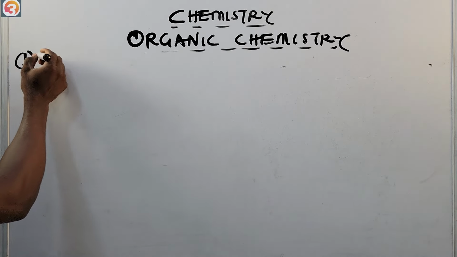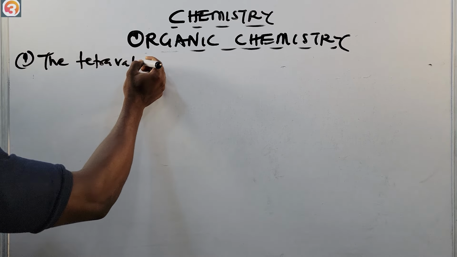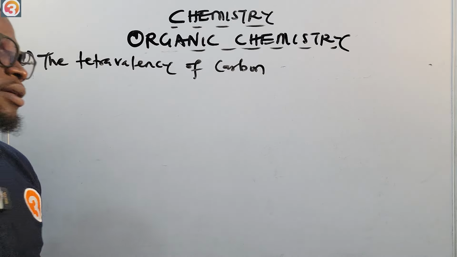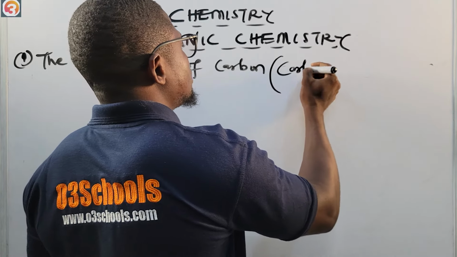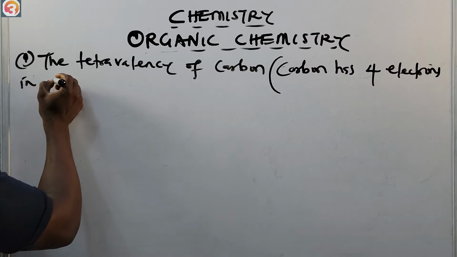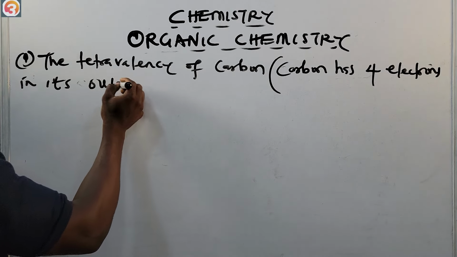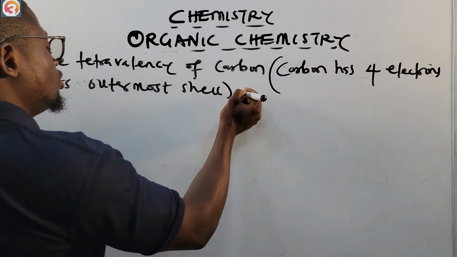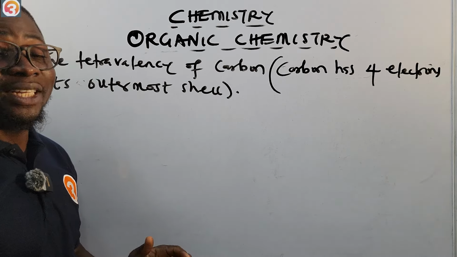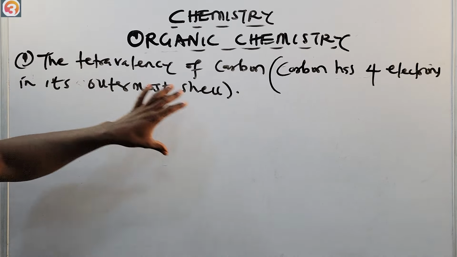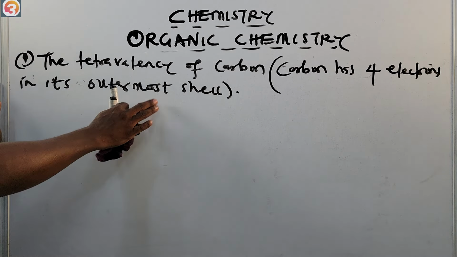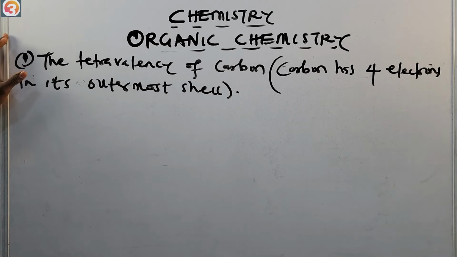Number one, the tetravalency of carbon. We're looking at the reasons why we have so many organic compounds. Carbon has 4 electrons in its outermost shell. The reason is not far-fetched, because it belongs to group 4 of the periodic table. So carbon is tetravalent, with 4 electrons in its atomic shell, and this is one of the reasons why we have so many organic compounds.